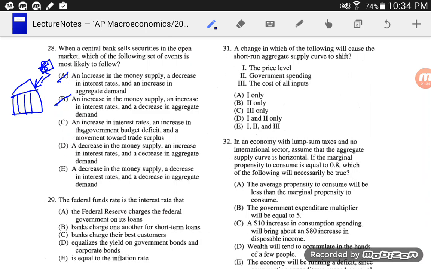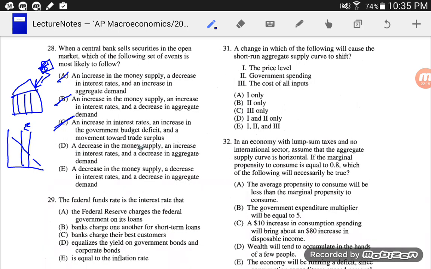Alright, so is it going to be an increase in interest rates? Well, let's think about that. Here's my money supply market and interest rates, and we're decreasing the money supply. So yeah, we might have an increase in interest rates. An increase in the government budget deficit? I don't think that the central bank working in open market transactions has any effect on the government budget deficit, so no, I don't like that answer.